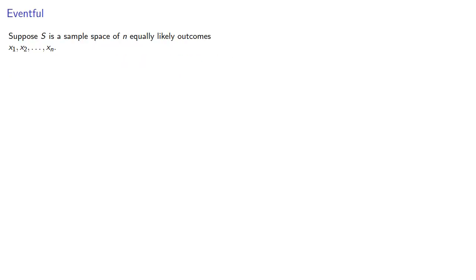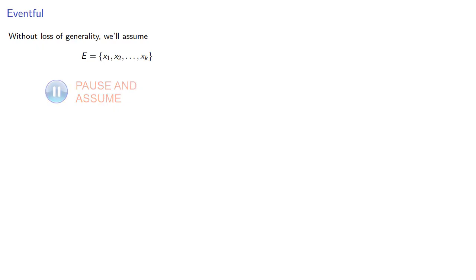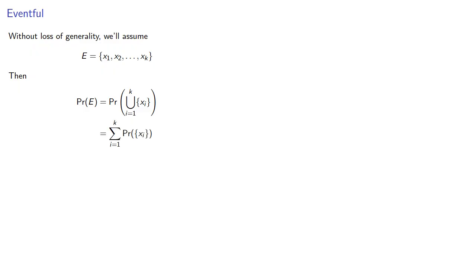Now let's move on to events. Suppose S is a sample space of n equally likely outcomes. Let E be an event with k outcomes. What's the probability of E? So without loss of generality, we'll assume that E consists of the first k outcomes. So again, we can write this event E as the union of the events consisting of a single outcome, which are mutually exclusive. And so we could rewrite this as the sum of the probabilities of the individual events. But we know the probabilities of the individual events, it's 1/nth, and so our probability is k/n. And this gives us the theorem.